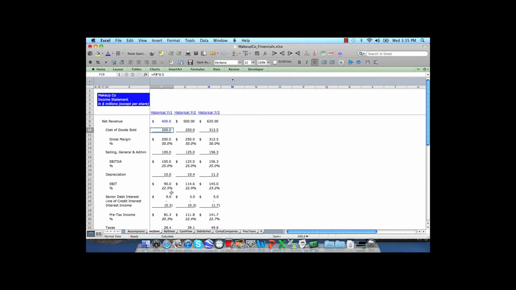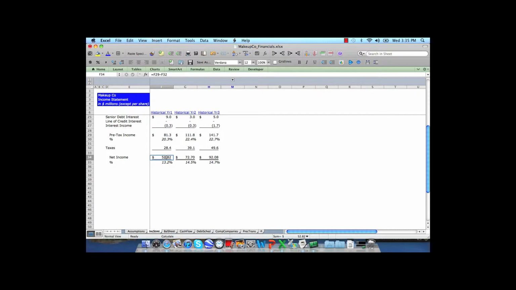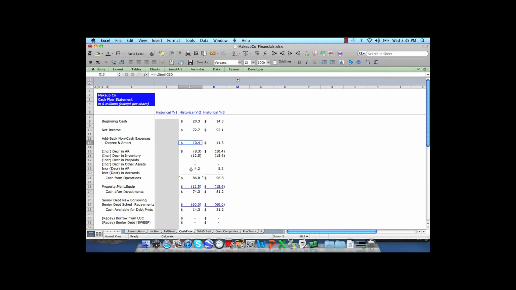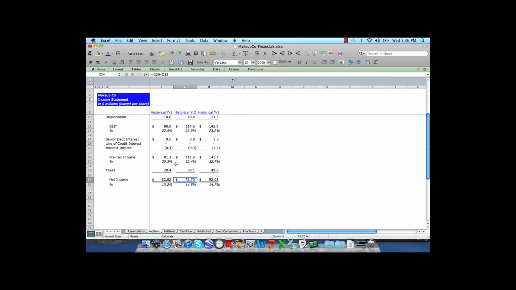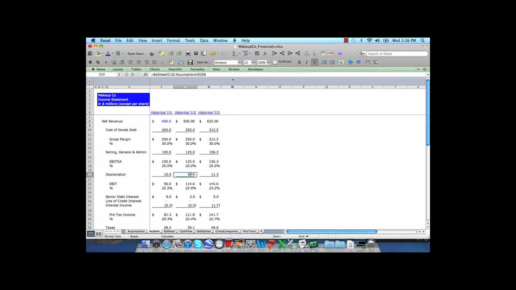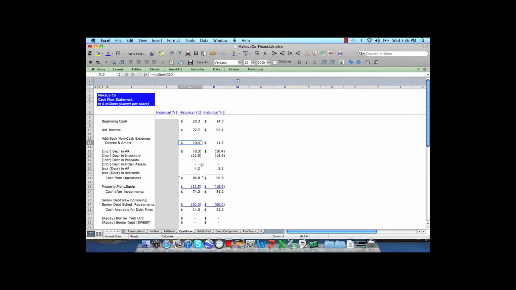We're adding in net income from the income statement, which we can see in year 2, 72.7. We're adding back depreciation and amortization, and we talked about those earlier, but it's not really a cash expense. It's just an accounting expense, mandated, like I said, by tax rules. So that gets added back, and you can see that that matches the amount on the income statement.